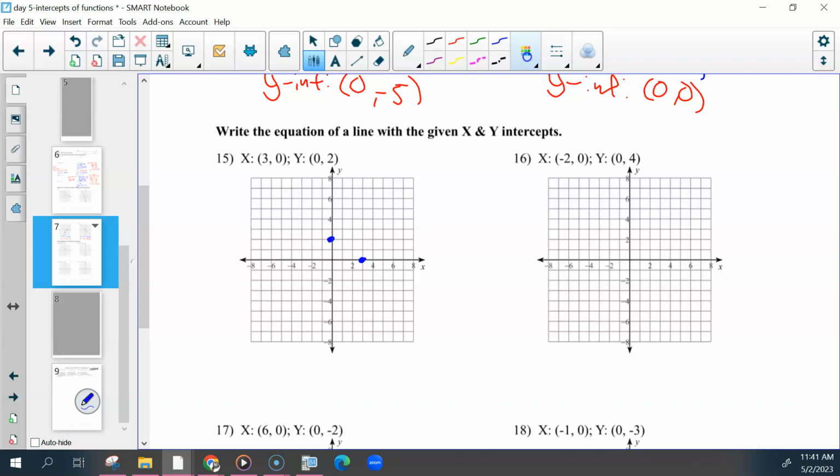Because it wants you to write an equation, you need your slope and you need the y-intercept. You're given the y-intercept, so you have to find the slope, which you could do by starting at either point and counting down and to the right or up and to the left. Either way, that's going to give you negative 2 over 3 for your slope. Once you have your slope and your y-intercept, you can use those 2 to write an equation. It's going to be y equals your slope, negative 2 over 3, then x, then your y-intercept.